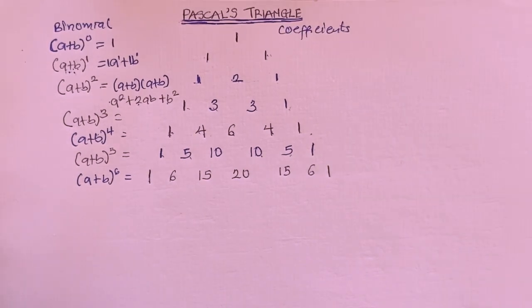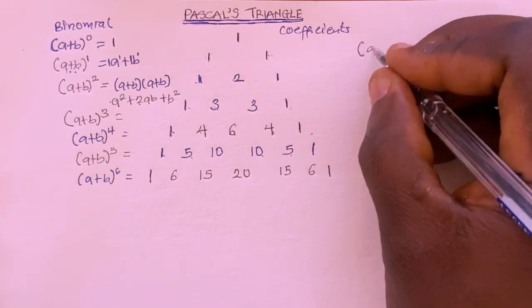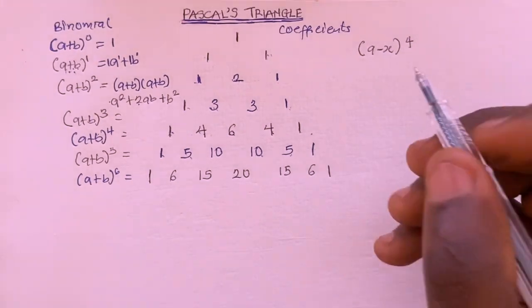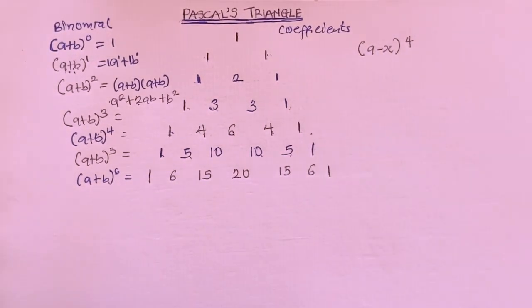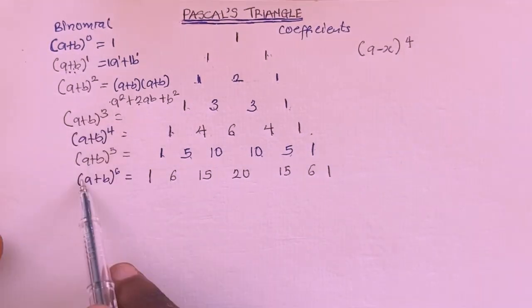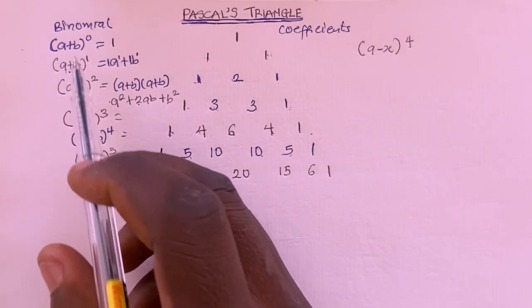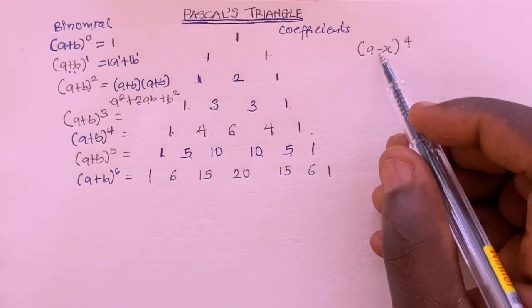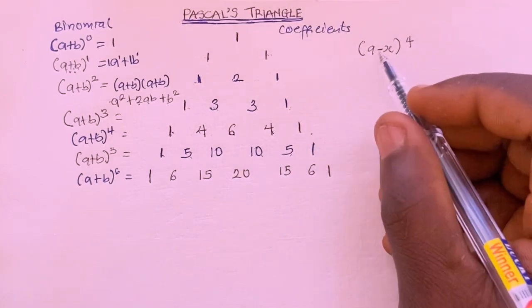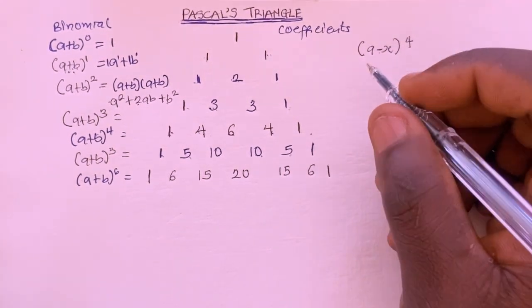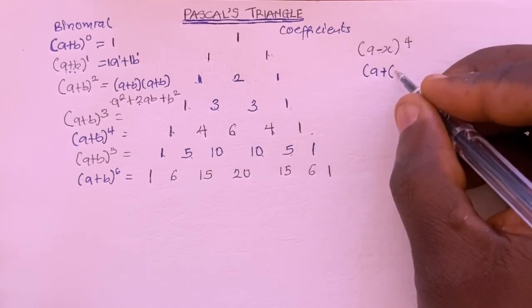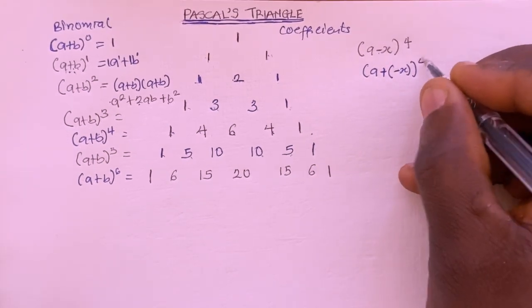Suppose we are asked to expand an expression of (a minus x) raised to the power of 4. We are asked to use Pascal triangle to expand this binomial expansion. First thing is that if you look at all the binomials here, the sign is actually plus, an addition sign, but here I'm having minus. That means I need to factorize this minus so that I can rewrite this expression as (a plus (minus x)), all raised to power 4.